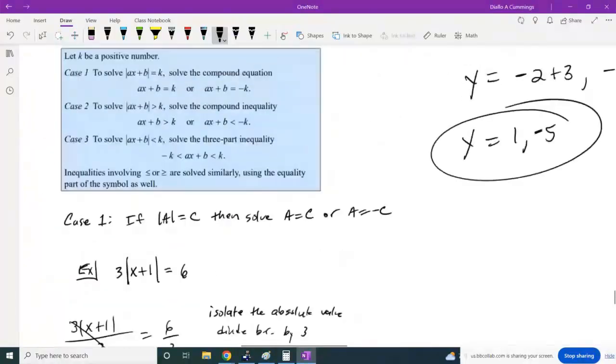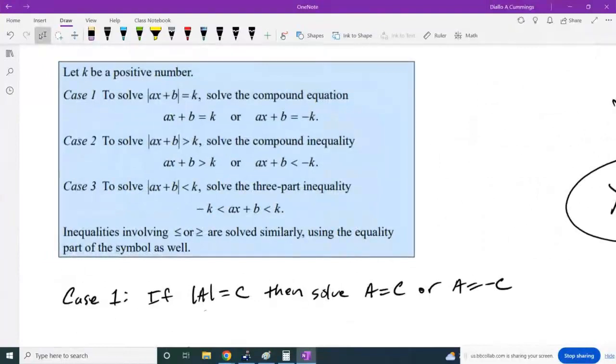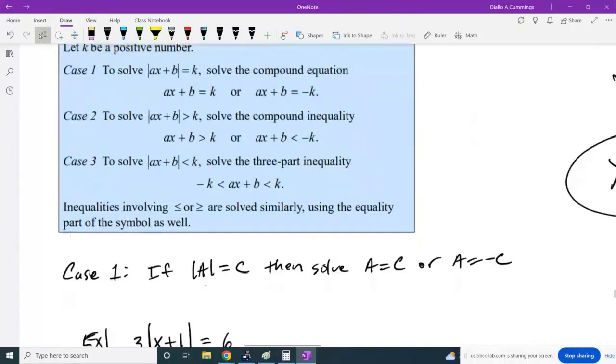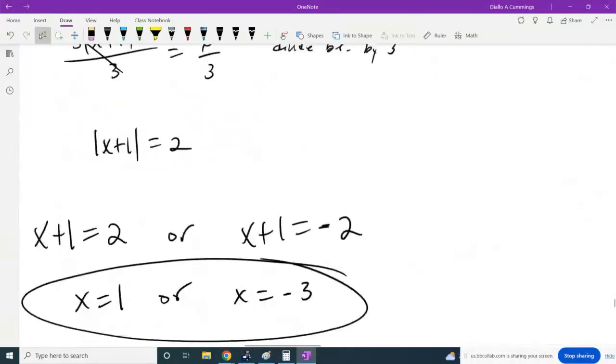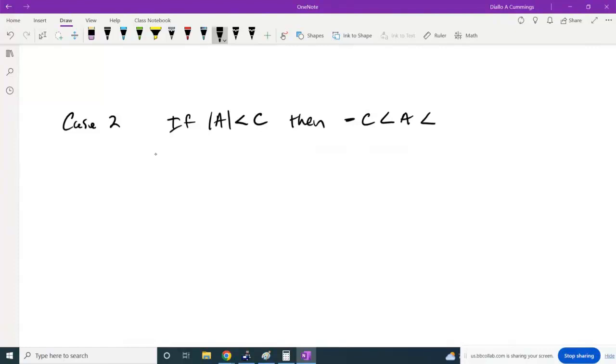Now this is where the inequality stuff comes in, and the interval notation is with the second two formulas. So here is case 2, and I'm going to call this one case 2. So it says if the absolute value of A is less than C, then negative C is less than A is less than positive C.